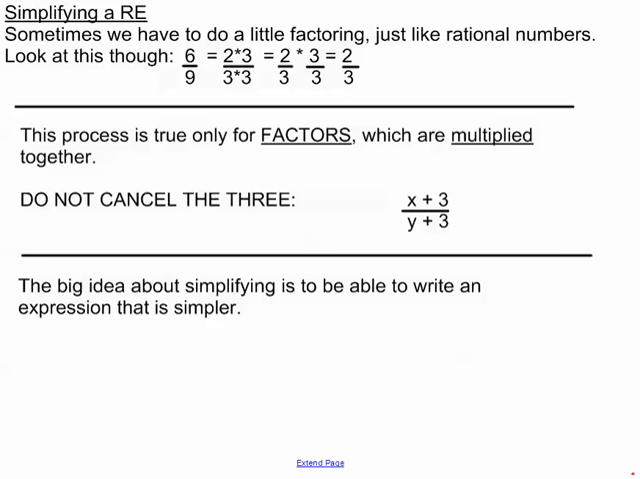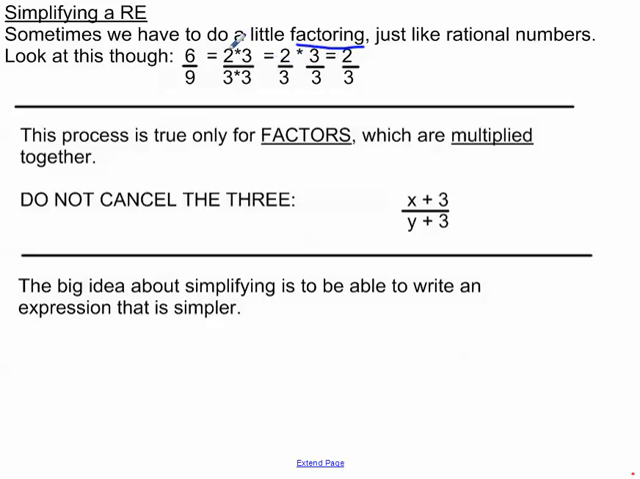So we're going to simplify a rational expression. When we simplify a rational expression, essentially we're going to have to do a little factoring, just like in rational numbers. If we take a look at a rational number like 6 over 9, when we factor things, we can cancel factors.